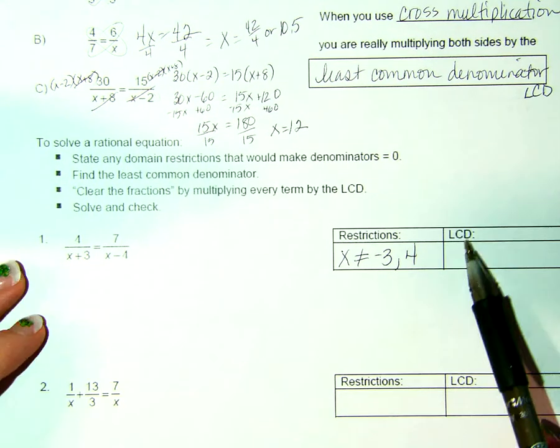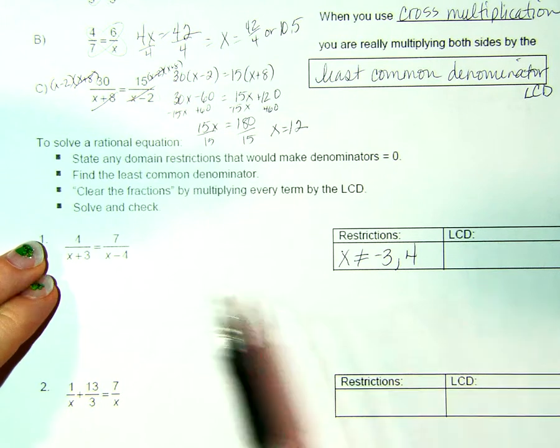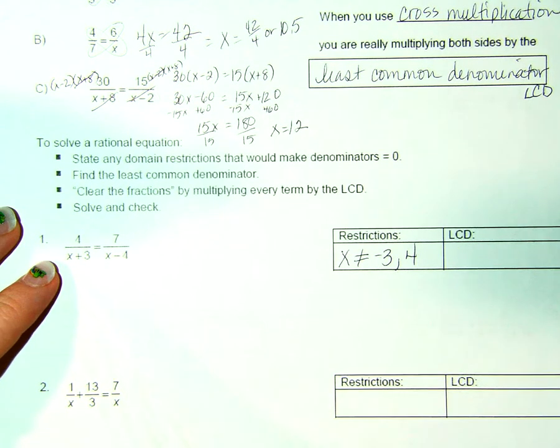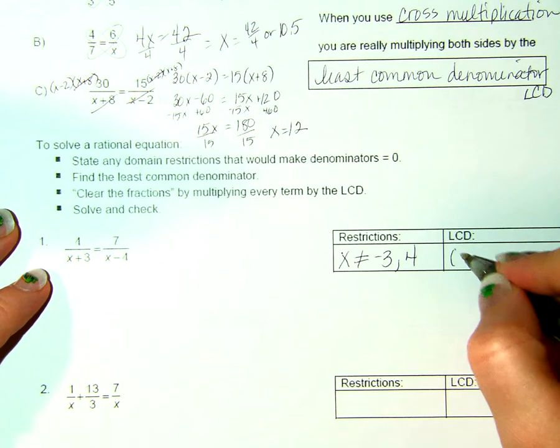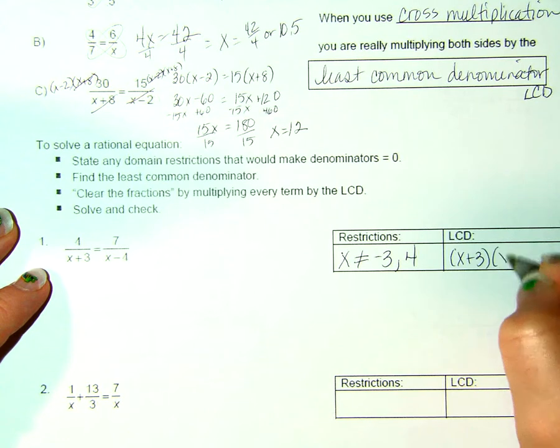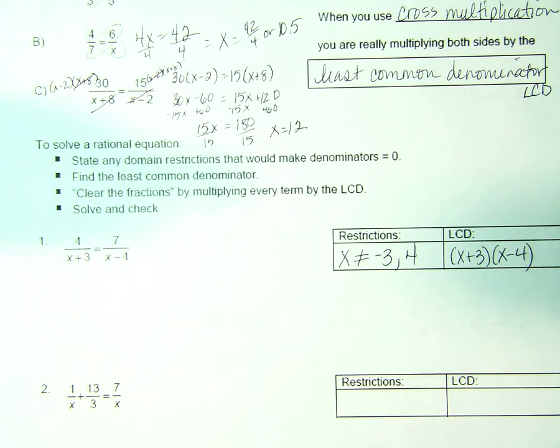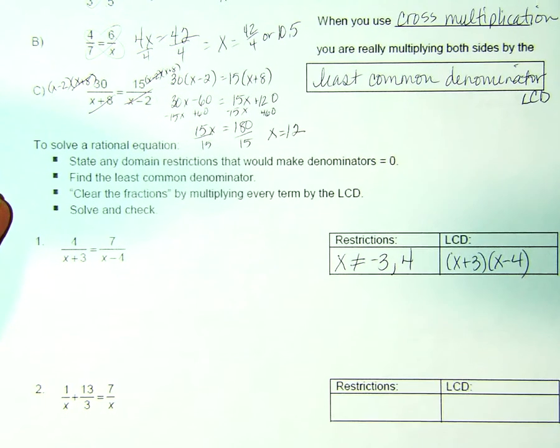How do we find the least common denominator? When in doubt, multiply them together. So it's just x plus 3, x minus 4. Now, remember, when we're trying to find the least common denominator, we look at all the factors and see if they share any factors in common, and that's part of it, and anything else that they have that's not shared is also part. We'll get there on number 2. I know, it is a mouthful.